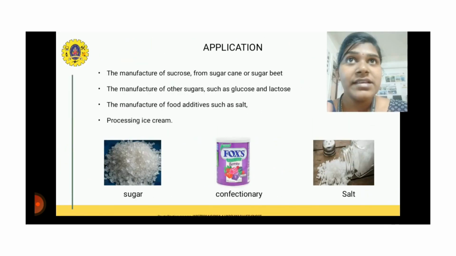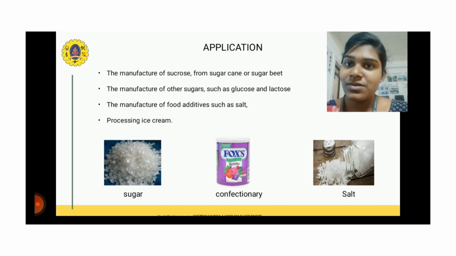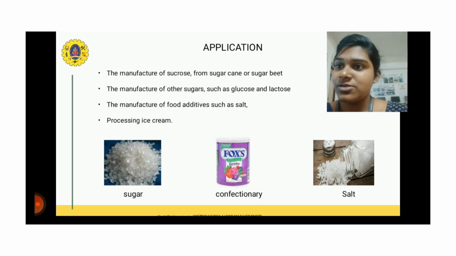So where can this crystallization process be applied? First of all, the manufacturing of sucrose from sugar cane or sugar beet. Next is the manufacture of sugars such as glucose, lactose, etc. Then the manufacture of food additives, for example salt. You clearly know that salt is a form of crystal, so the crystallization process is used there also. And the processing of ice cream. A regular example is salt and sugar; you can think of that when you think of crystallization.